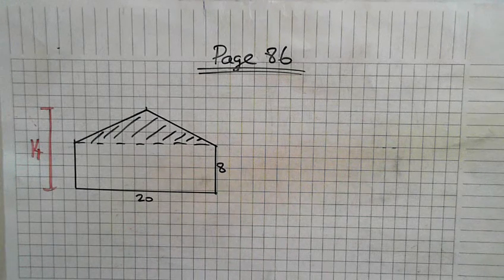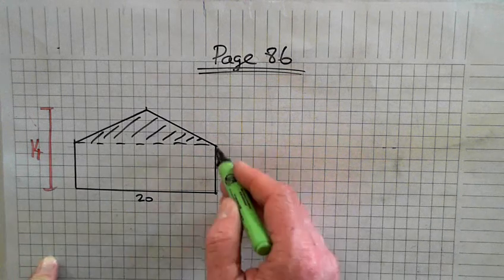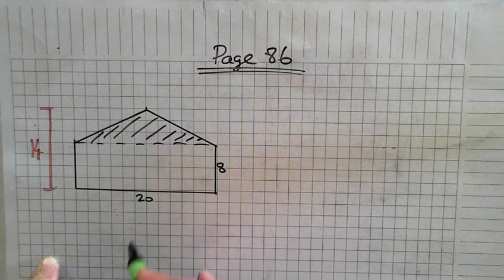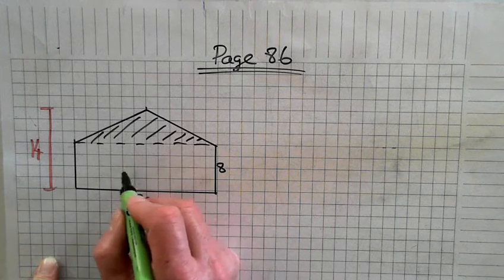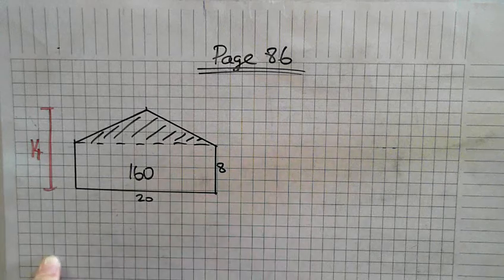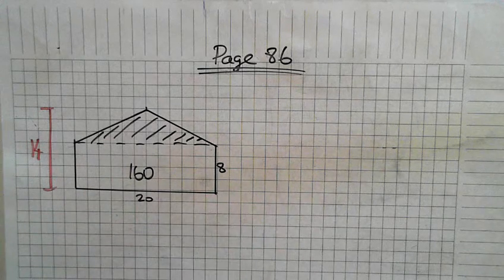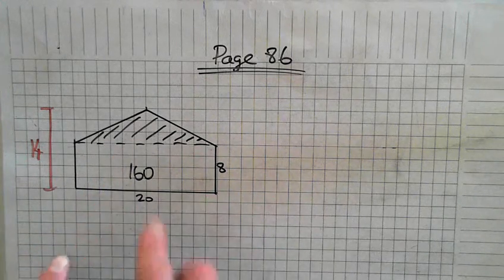How do we get the area of the rectangle? Length by width. So length by width. 8 times 20. 160. Right. Now we'll get the area of the triangle.